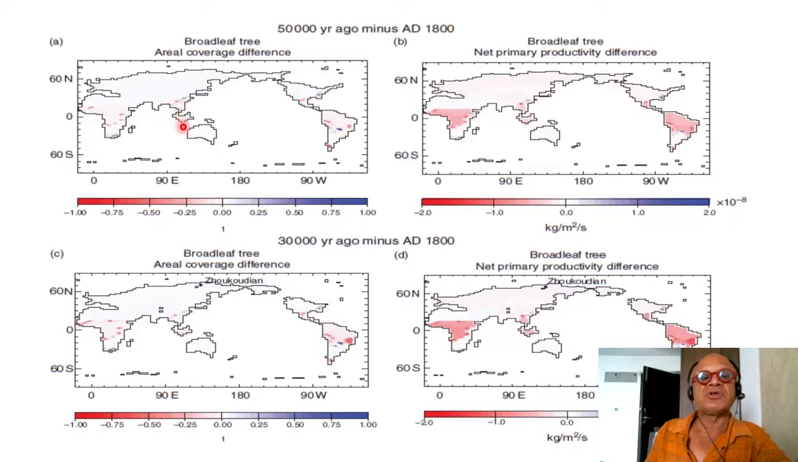Hardly any change in aerial coverage from the model simulation, but there are signals of net primary production. 30,000 years ago, similar changes. So some changes in aerial coverage of broadleaf trees, but significant drops in, or much larger drops in, net primary productivity compared to 1800.